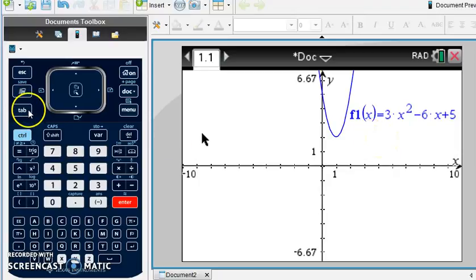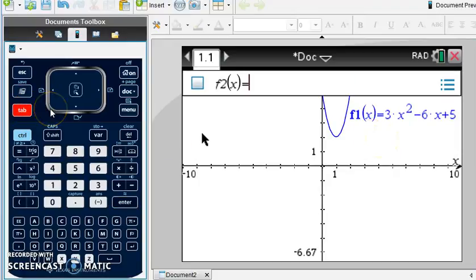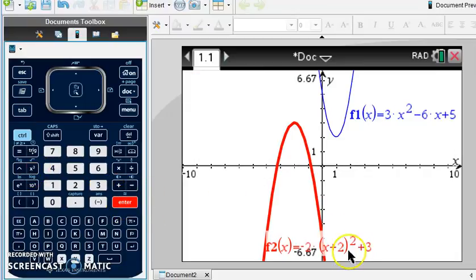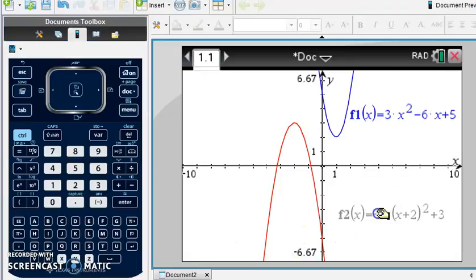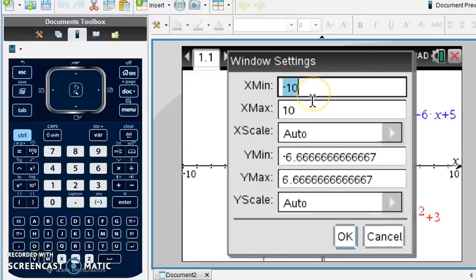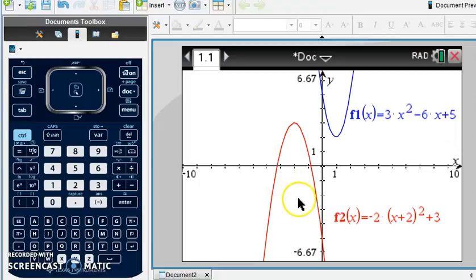My next function, I'm going to hit tab. It's g of x equals, so it's already in function notation. We have a negative 2 parentheses x plus 2 to the power of 2. So I need to arrow to the right, add in my exponent power, plus 3, and hit enter. And there is my quadratic that I can see there graphed. Now again, if you need to change the window, I would go to Window Settings and adjust that around as I need to, but in this case I can see both my graphs and they are accurate enough.